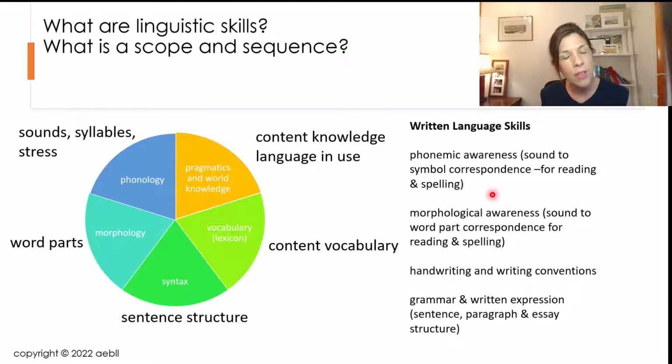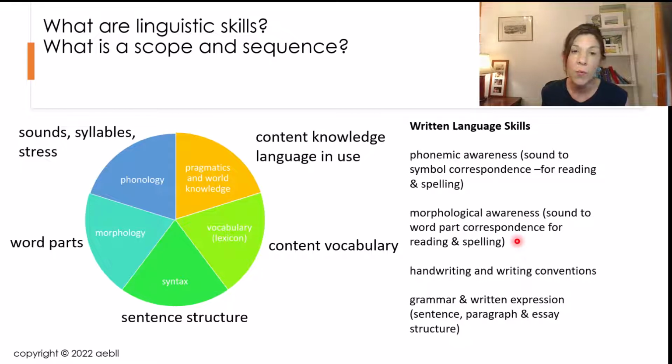I am gearing this year of standalone toward older learners. So in all of the sample lessons that I create for you, because I will be creating sample lessons for you, I'm not going to create lessons like that cat sat on the mat. Those are not the kinds of phonics lessons that I want you to teach because our students are older and we need to respect that. But they do need to learn how to decode. Part of written language skills also comprises morphological awareness. So this is sound to word part correspondence for reading and spelling.